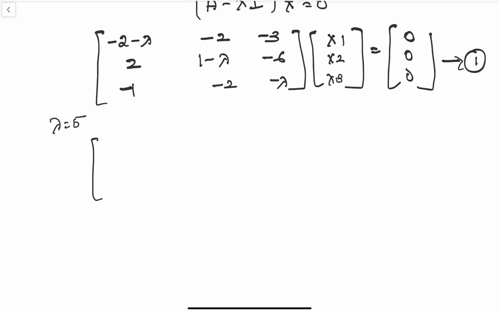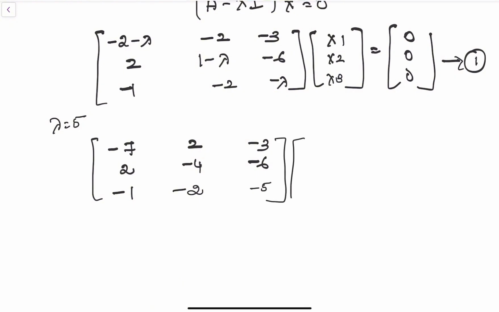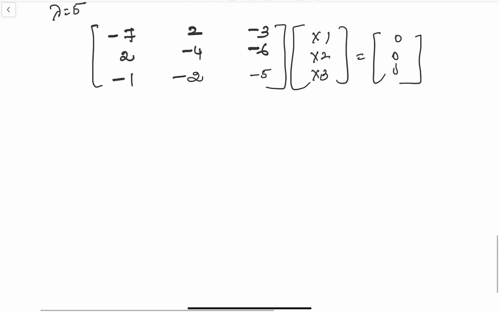So for lambda is equal to 5, since I have the values, I will write it directly. So it is minus 7, 2, minus 3, 2, minus 4, minus 6, minus 1, minus 2, and minus 5. Okay, now what will be the values? x1, x2, x3, and the last one will be 0 0 0. All right, now we know to write the equation.